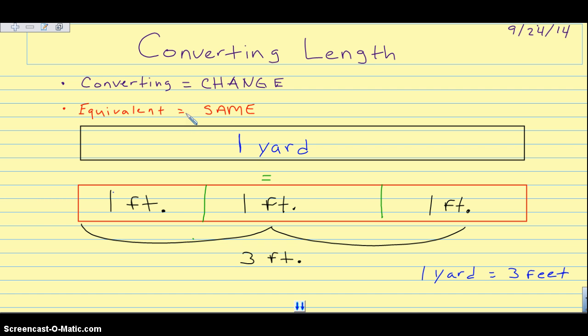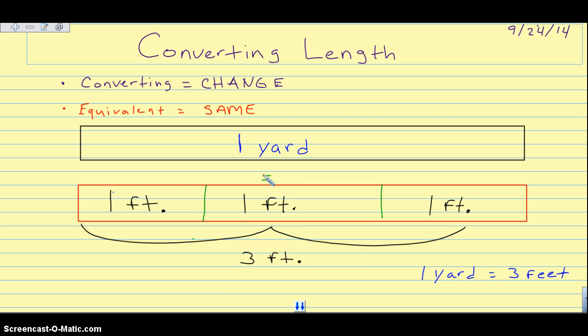So basically in this lesson, we're getting our units of measurement and we're going to convert them, change them into equivalent measurements, but they're just written differently. Hopefully that makes sense. So I drew a picture of a rectangle bar here. This long rectangle bar is going to represent 1 yard. Now if you look at Buddy, 1 yard is going to equal 3 feet.